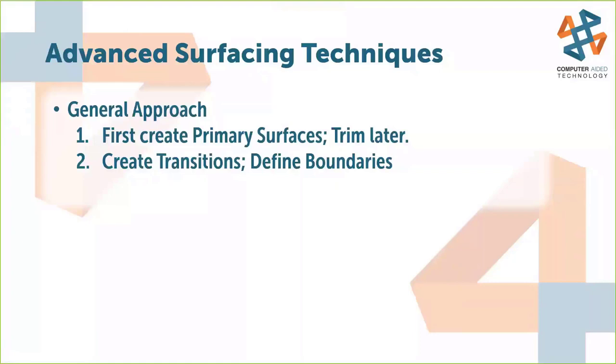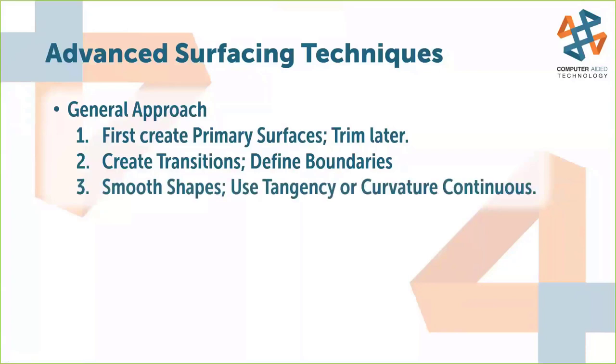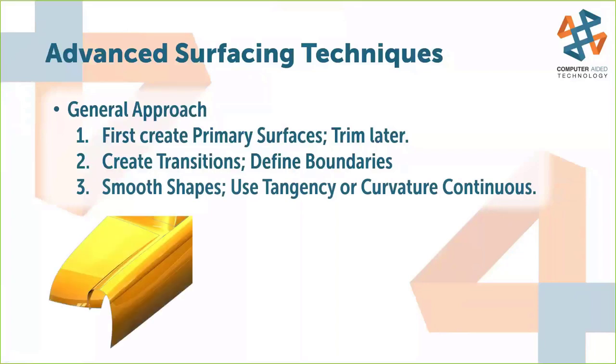So creating those primary surfaces, making them bigger than they need to be, you can always trim away surfaces later. And then you use those to create your transitions and create your boundaries around the different faces that you're trying to create. And then for smooth shapes, inside of both boundary and loft, I'm using a constraint called tangency or curvature continuous. So let's take a look at that.